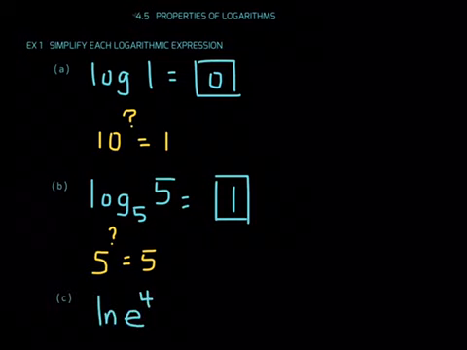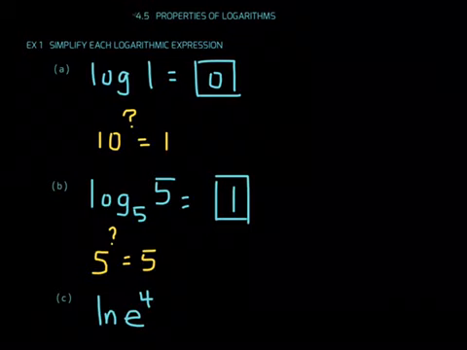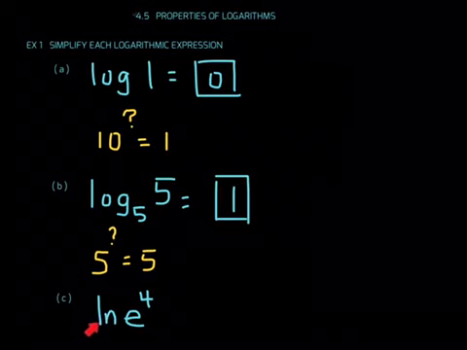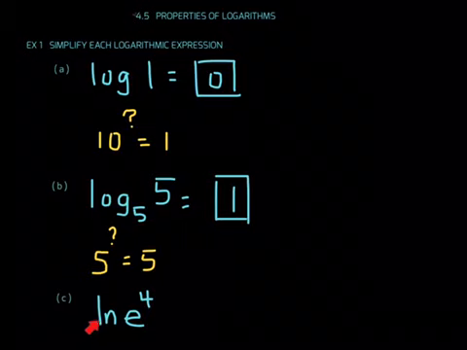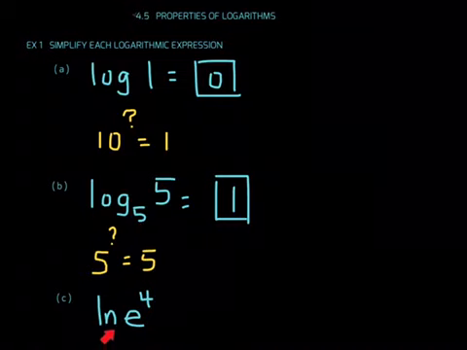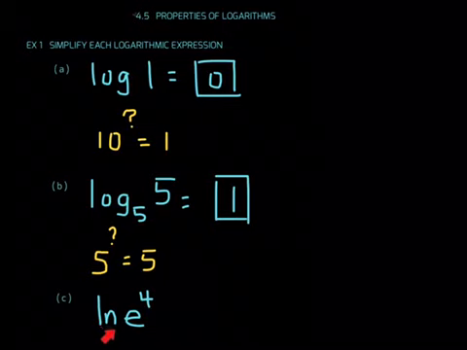Okay, next one. The natural log of e to the 4th power. Do you know what kind of logarithm this is? This is a natural log. Remember, whenever they use ln, that means natural log. You must understand that since there is no subscript down here, the subscript is the base, the base is e. Whenever they use natural log, that means it's log base e.